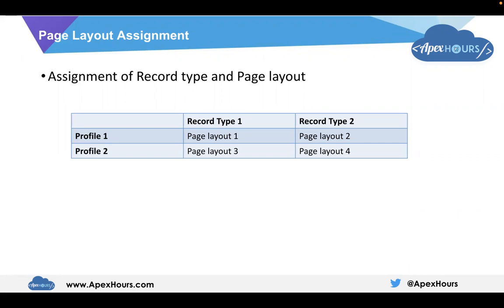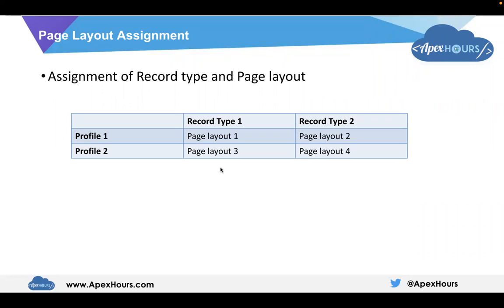Okay. And how can we assign a record type and page layout? Basically, for every profile, we can assign a different page layout for the same record type. So let's suppose we have one profile and two record types. Then profile one can have a different page layout on both of the record types, and can have a single record type also. If we have multiple profiles but a single record type, then both profiles can have the same page layout also, or multiple page layouts also.